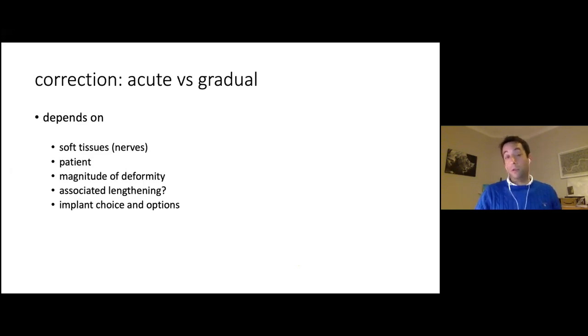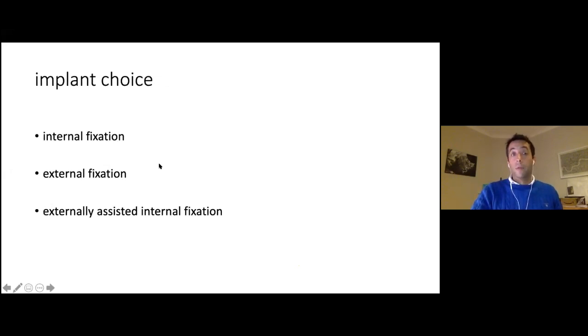You might only be able to do them gradually. Gradual correction, obviously usually with a frame. And then implant choice, you can do internal, works well for acute correction. External usually works well for gradual. You can do acute correction with external, so do it on the table, but you might be worried about the soft tissues, or there may be lower infection risks and similar just by using a frame.